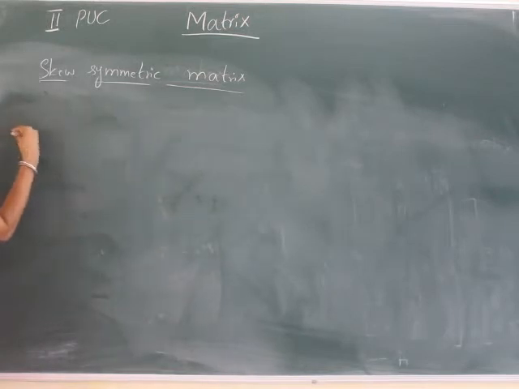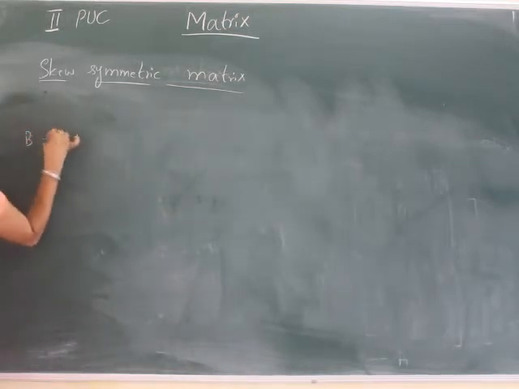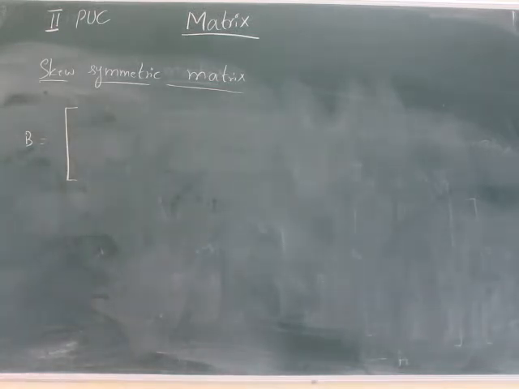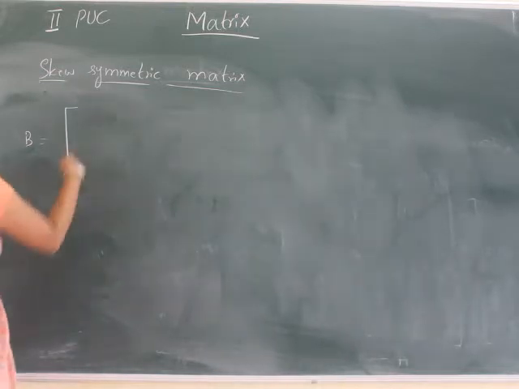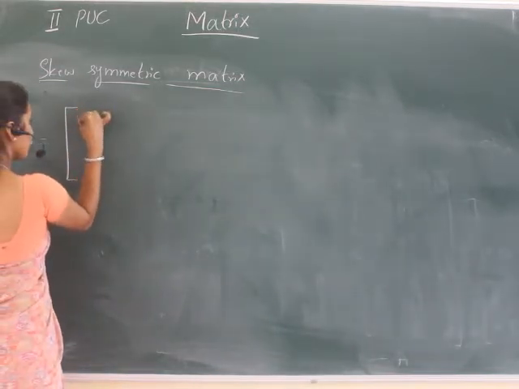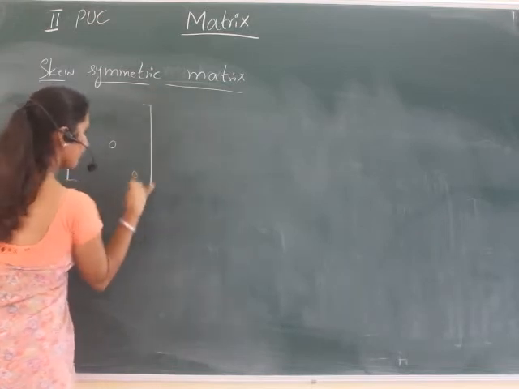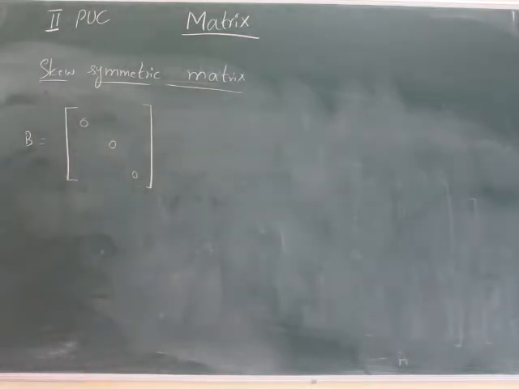One more example, B is equal to. We know that principal diagonal elements are zeros, so I'll take the principal diagonal elements as zeros. Then, again it is a square matrix, so consider the transpose elements. This position is A12 and this position is A21.